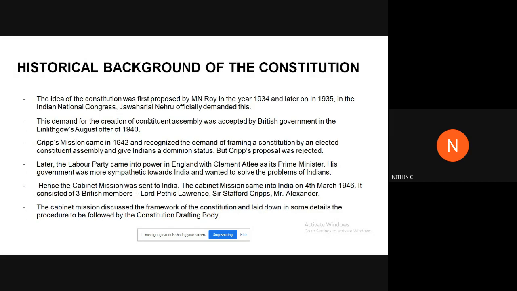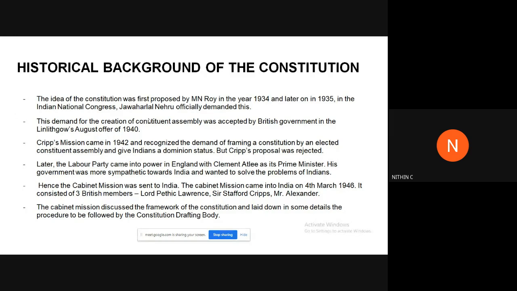Then the most important thing was the historical background of the constitution. This was also a part of our first module. How did our constitution evolve, what is the history behind the constitution? I have marked a few points, we can just go through that. The idea of the constitution was first proposed by M.N. Roy in the year 1934, and later in 1935 in the Indian National Congress, Jawaharlal Nehru officially demanded this.